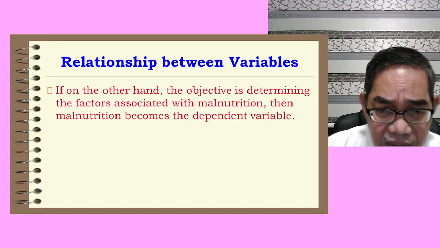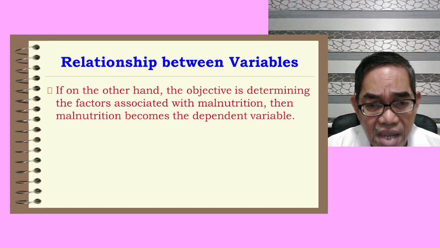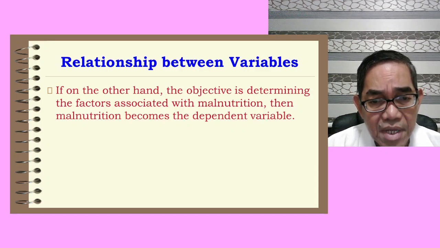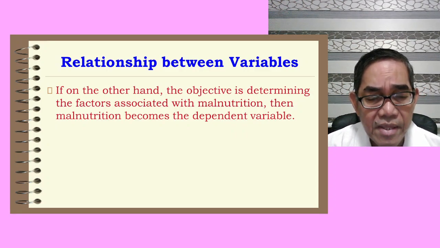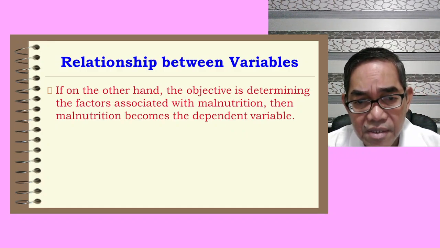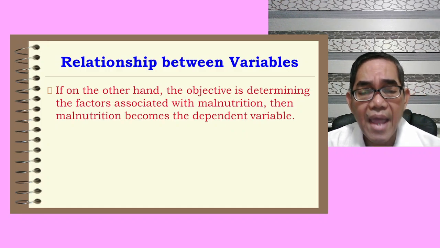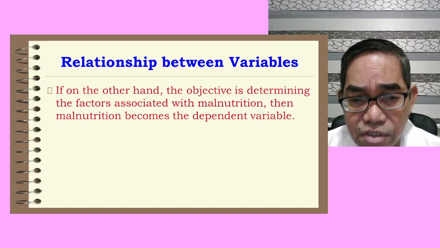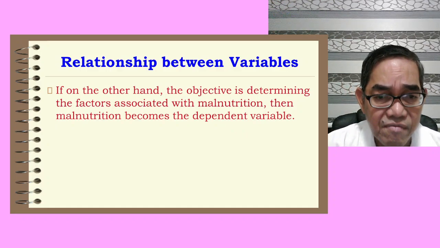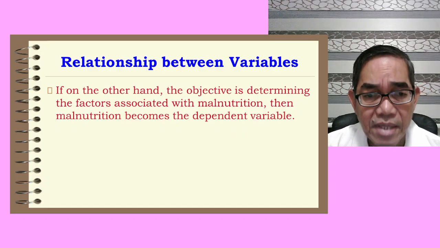If, on the other hand, the objective of the study is determining factors associated with malnutrition, then malnutrition becomes the dependent variable. If you get measles, you're more likely to have malnutrition, so measles is the independent variable. So malnutrition is the dependent variable in this particular objective, and measles the independent variable.